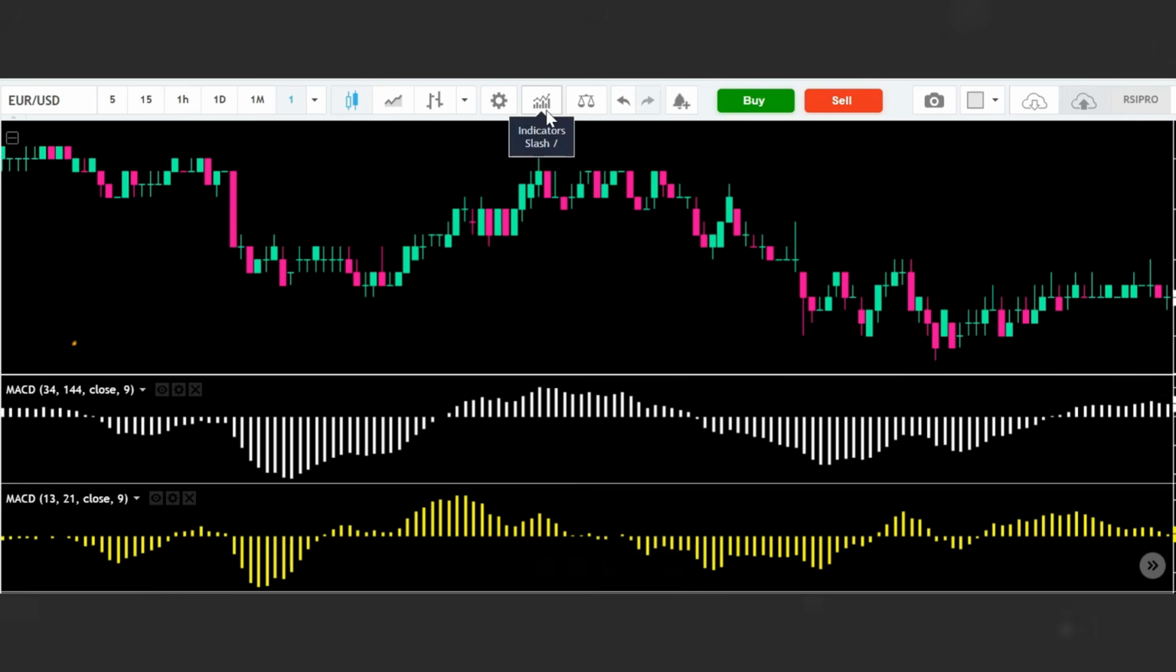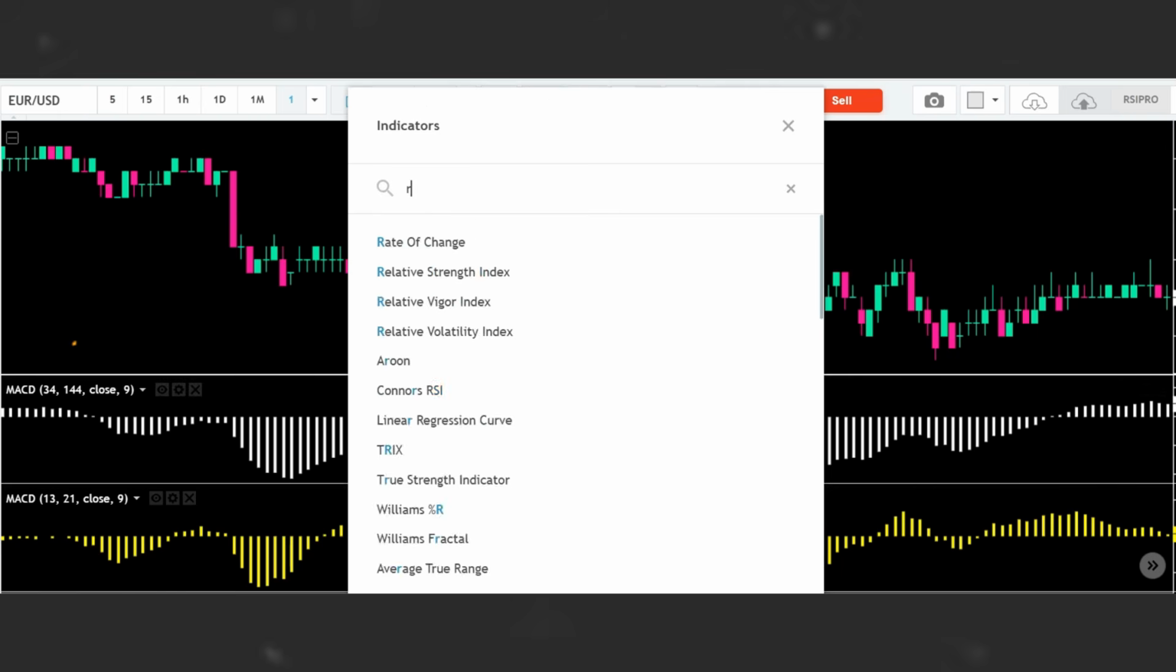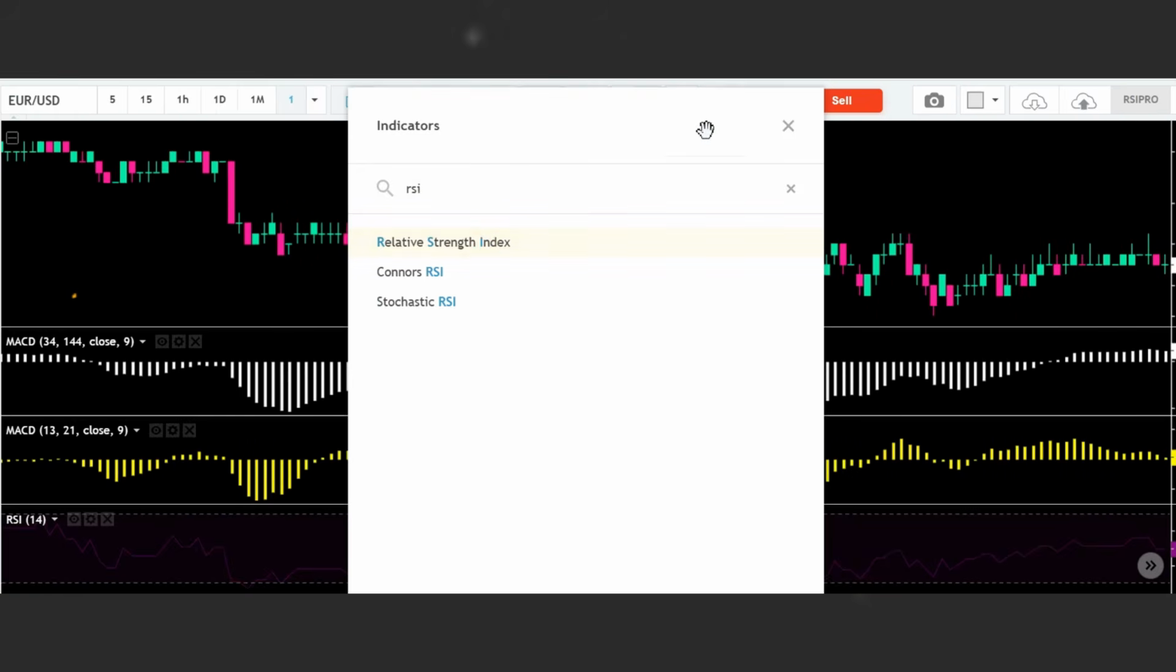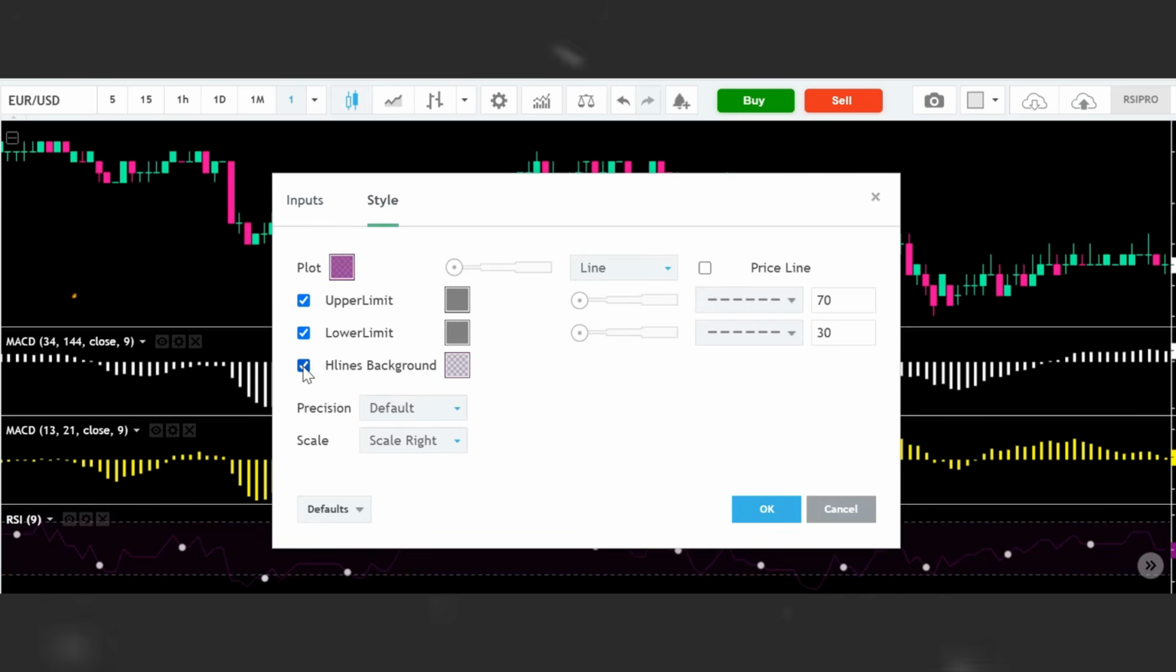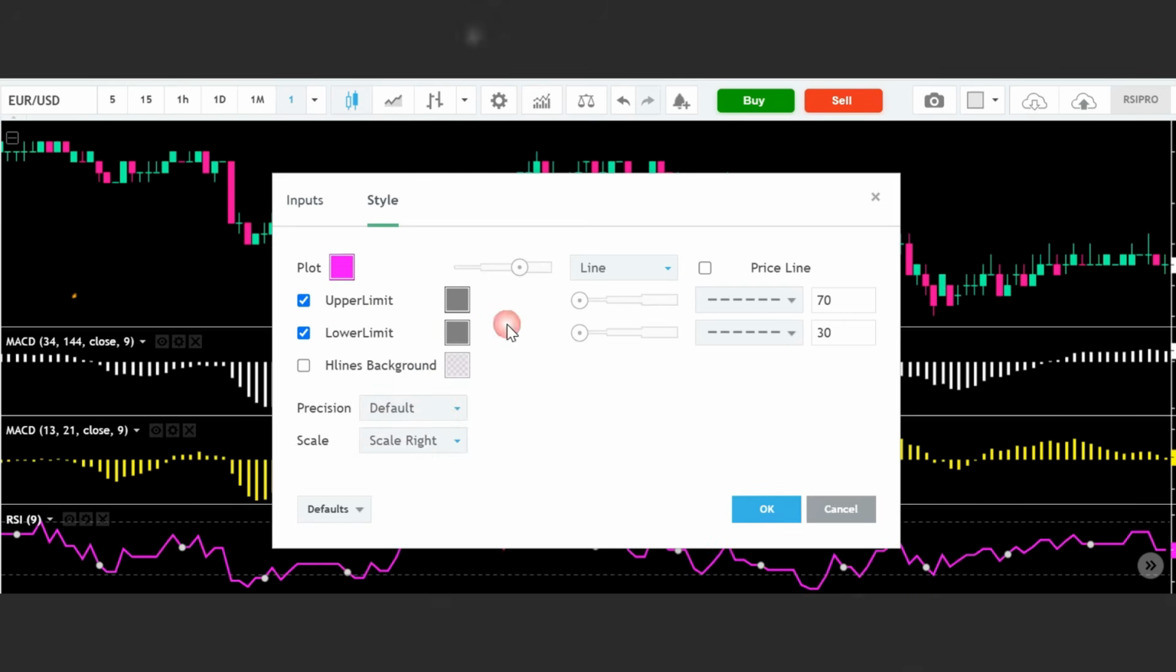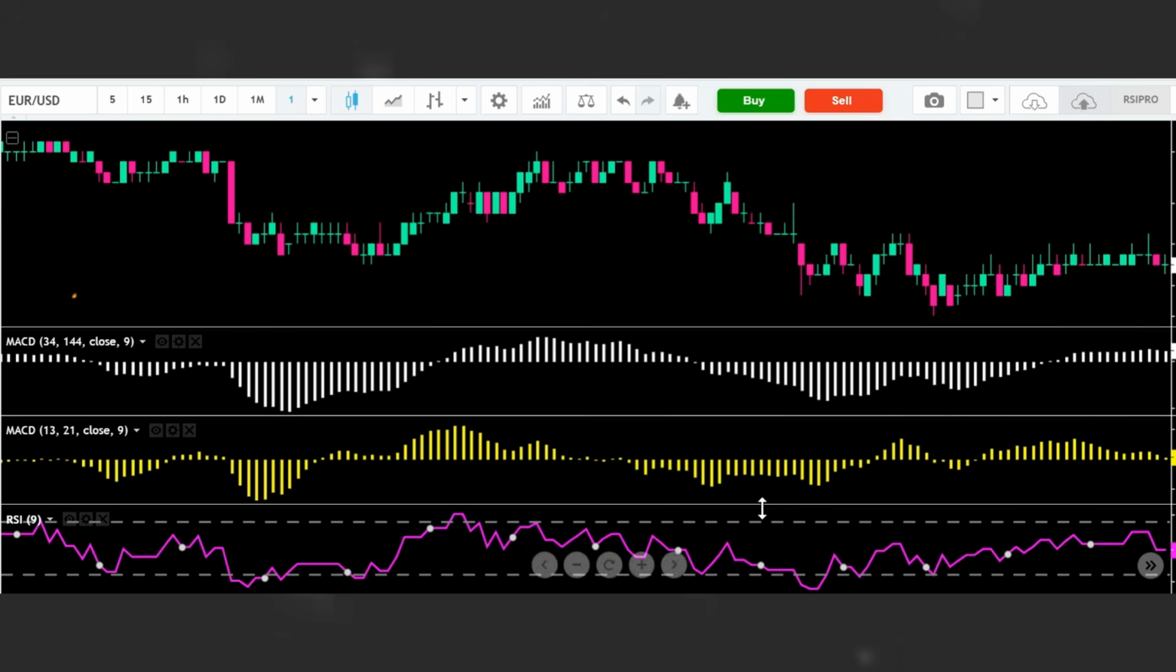Okay, now let's add RSI. Search for Relative Strength Index in the Indicators section. Set the length to 9 since we are on a 1-minute chart and we want it to be more sensitive. Also set the upper limit and lower limit to 70 and 30. This helps us see when the market is overbought or oversold. Also make the RSI plot and the other lines thicker so they are easier to see on your chart.